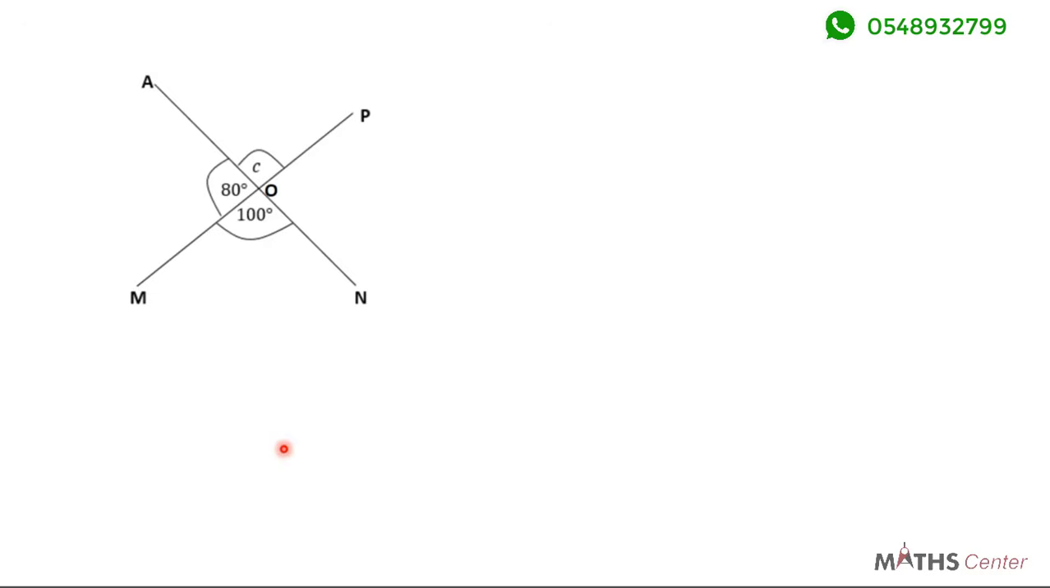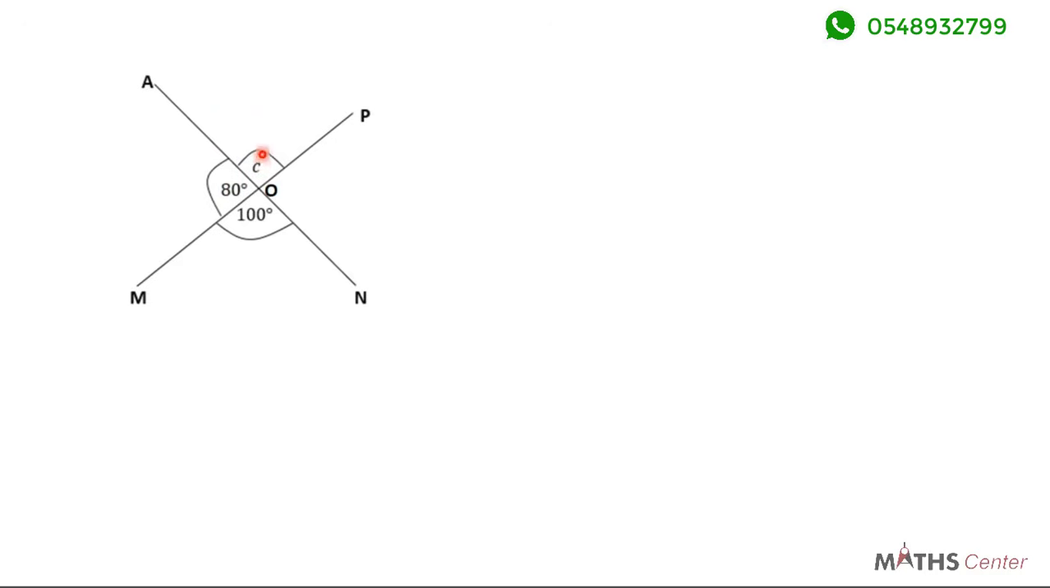Let's look at the next one. We are supposed to find the value of the letter here. In this case, the letter that we have is C. So which property will help us to solve this question? I can think of two. The first one is angles on a straight line, the straight line being line MP. We know that angles on a straight line add up to 180 degrees, and 80 degrees and C are on the straight line MP. If you add all of them, you should get 180 degrees. So 80 degrees plus C will give us 180 degrees. Then we make C the subject from there.